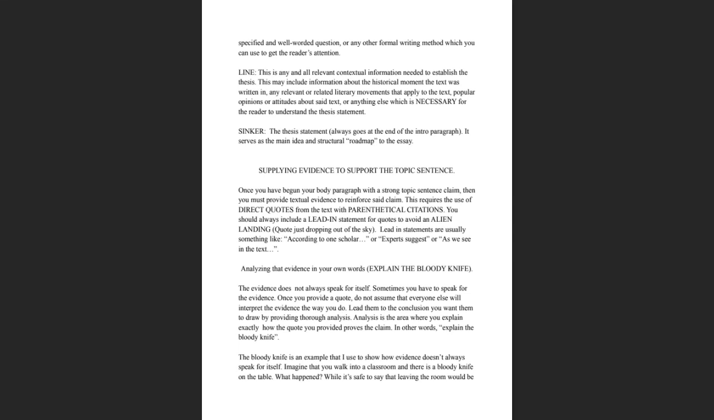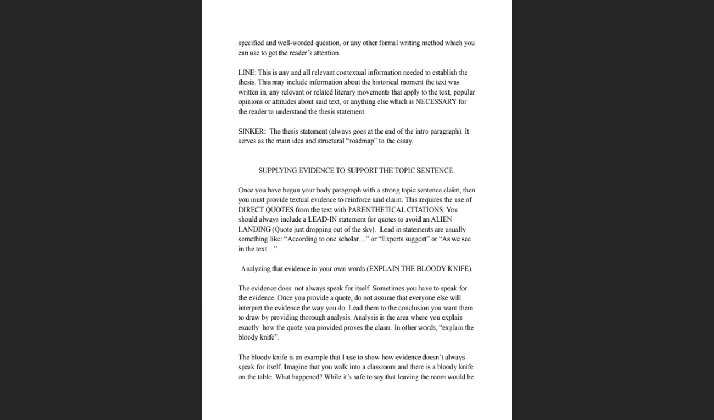So once you provide a quote, do not assume that everyone else will interpret the evidence the way you do. Lead them to the conclusion you want them to draw by providing thorough analysis. Analysis is the area where you, in your voice, explain exactly how the quote you provided proves the claim. In other words, explain the bloody knife. Bloody knife is an example that I use to show that evidence does not always speak for itself.